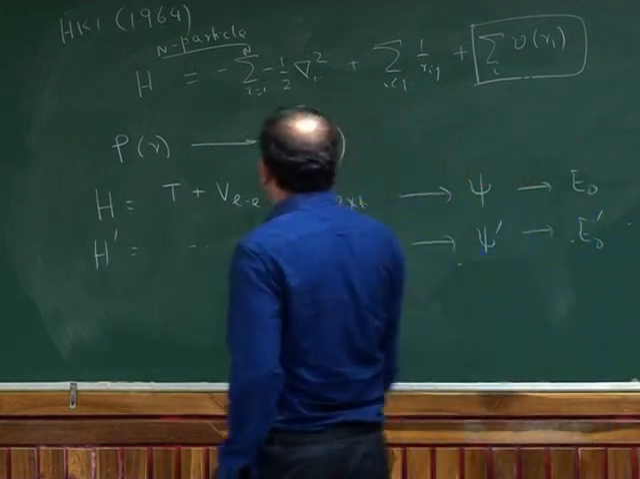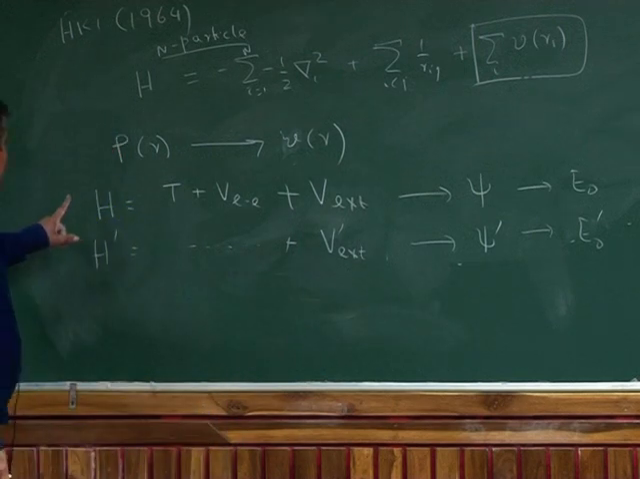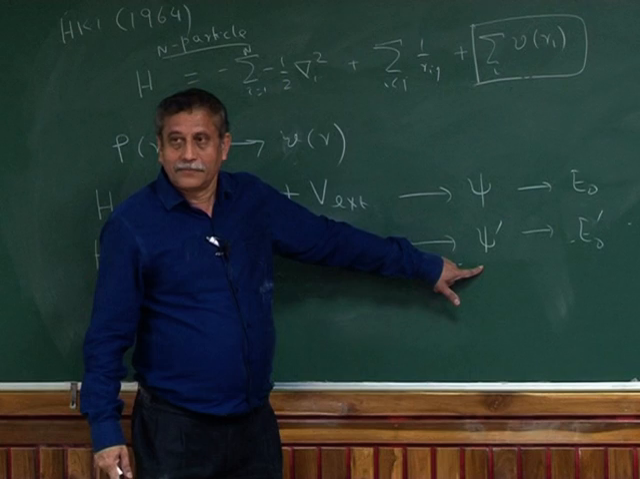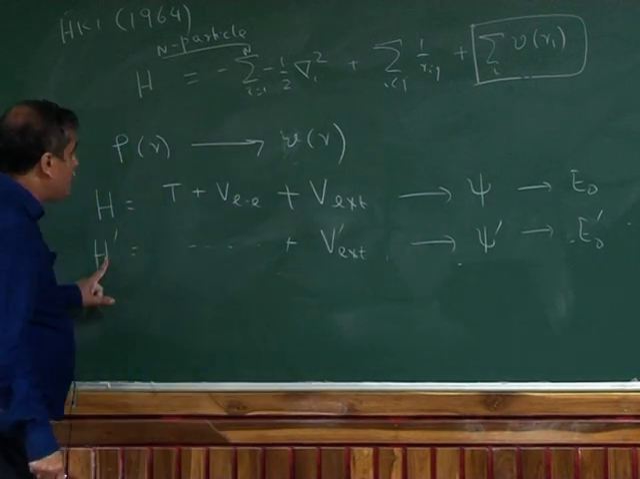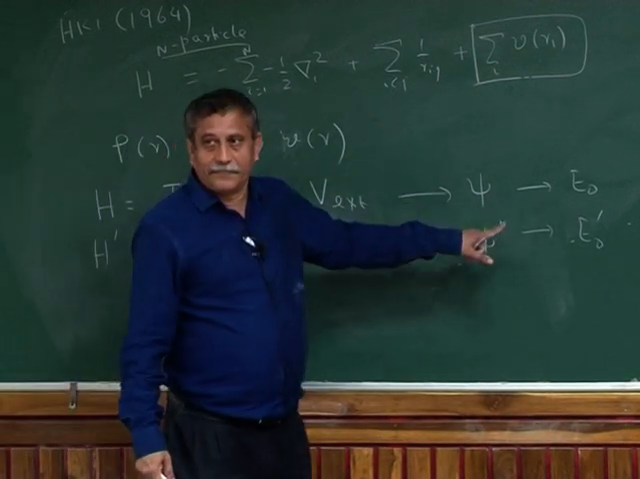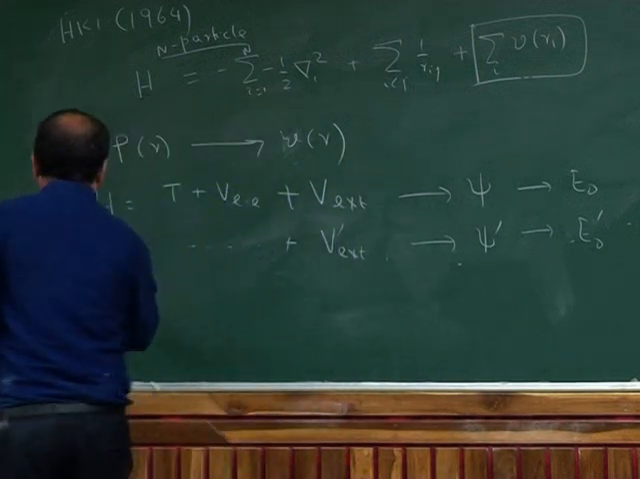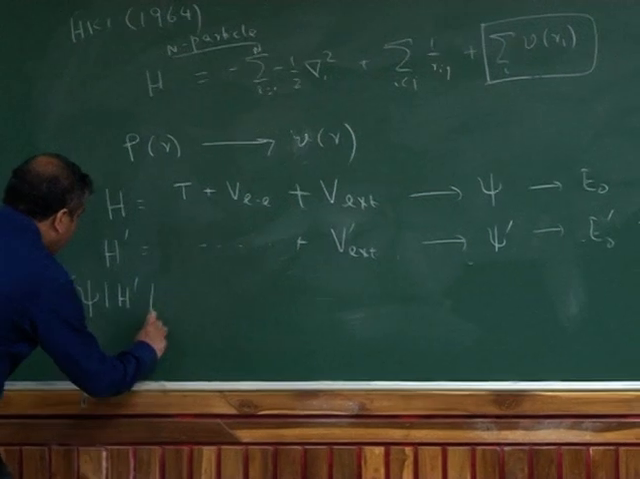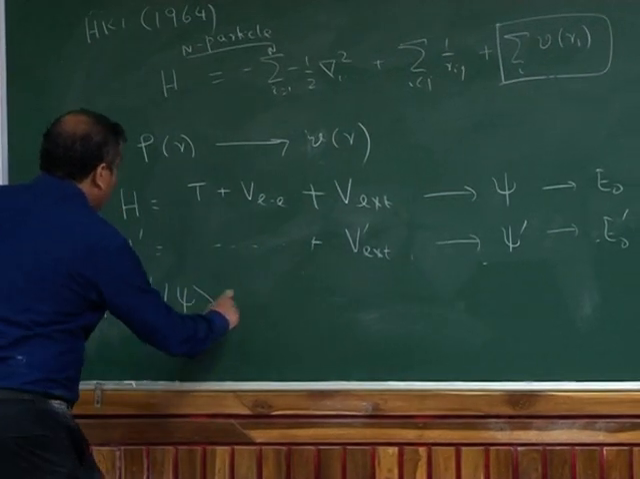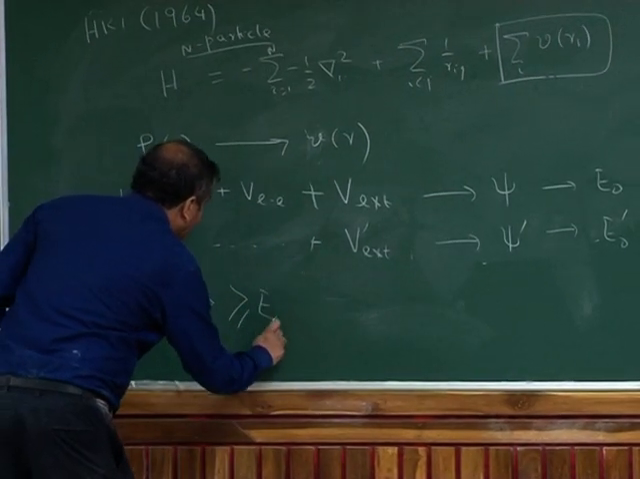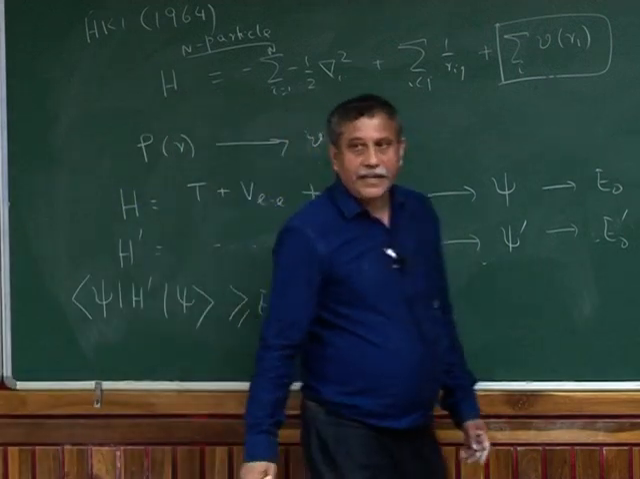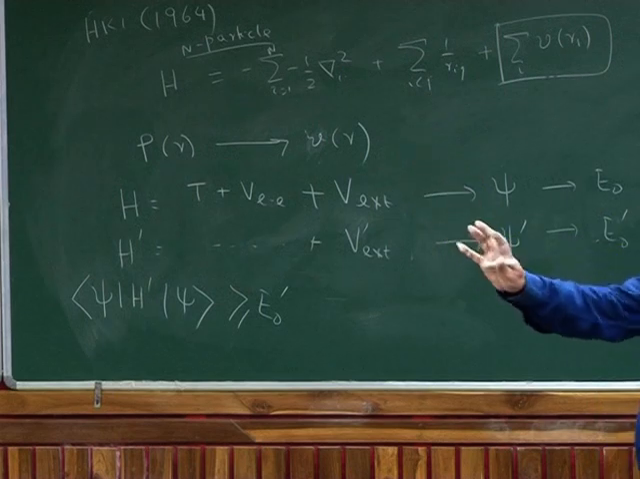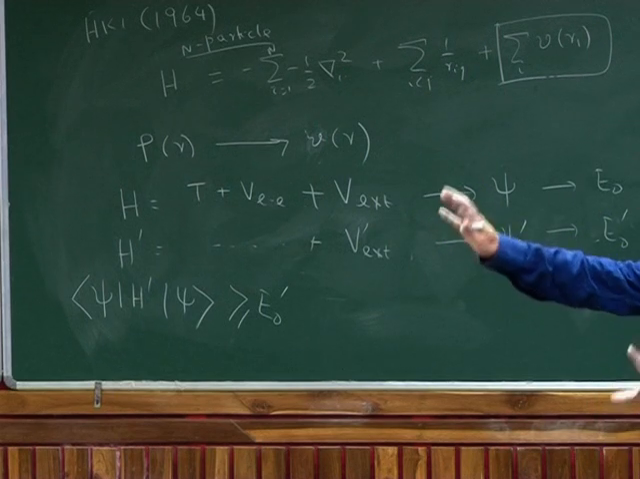So let's assume that I calculate a variation method in which for Hamiltonian I use psi prime, and for Hamiltonian prime I use psi. So let me just write this now. If I write an expectation value of psi H prime psi, this will definitely be greater than or equal to E naught prime. You agree? Because what is E naught prime? It is psi naught prime, psi prime, H prime psi.